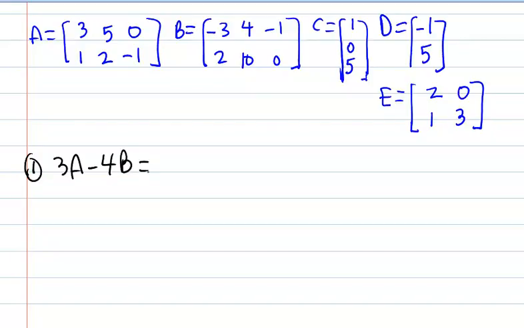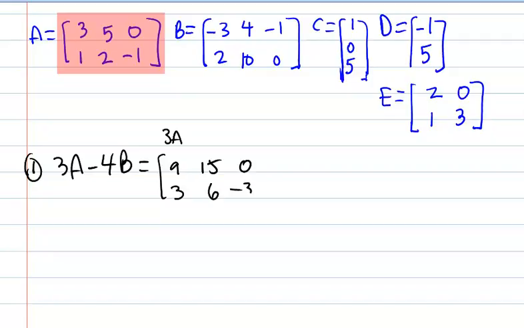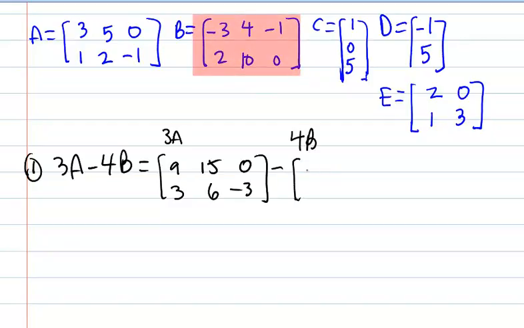3a minus 4b. I'm taking the scalar multiple of a, scalar multiplication, and here's 3a, I'm going to mark it right below. Multiply everything by 3. 9, 15, 3 times 0, 3 times 1, 3 times 2, 3 times negative 1. And then I'm going to multiply everything in b by 4. Negative 12, 16, negative 4, 8, 40, and 0.